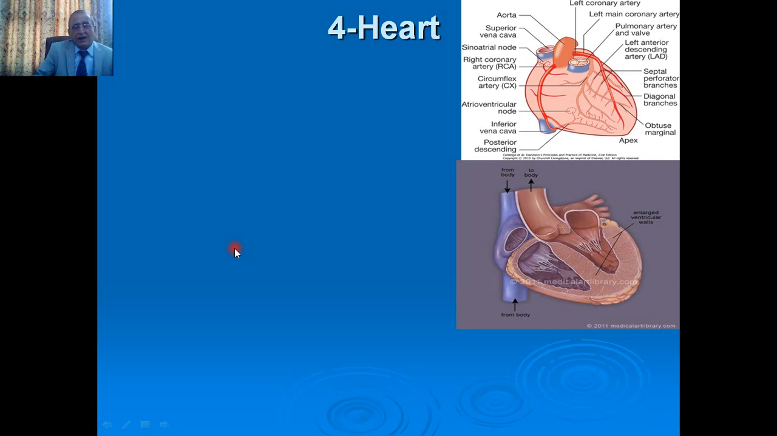The fourth target is the heart. The heart is suffering in two ways. It has the coronaries, which are the medium-sized arteries subject to atherosclerosis, and it has the left ventricle that contracts against the high pressure. So there will be higher incidence of coronary artery disease like angina and myocardial infarction, atherosclerosis of this. Angina and myocardial infarction.